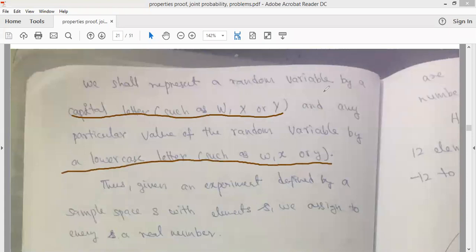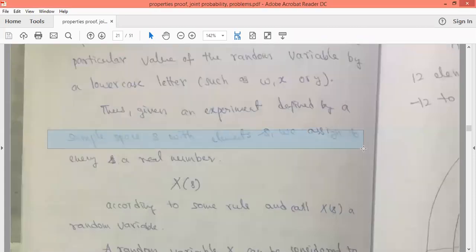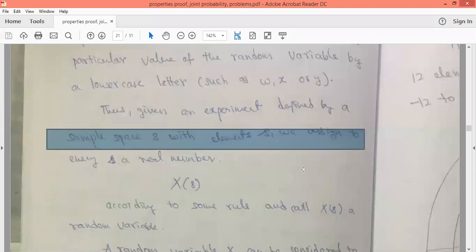So what do we do here? For example, we have an experiment. The sample space of the experiment is denoted with S. We know that the sample space is denoted with capital S, and the elements are denoted with small s. So small s is used to represent the elements. Then what is that?